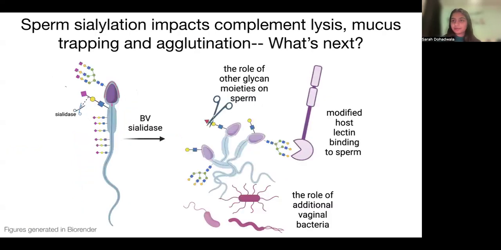And this leads us to a couple of other questions that we're now interested in looking at. So we're interested in looking at other glycan moieties because we think these glycan modifying enzymes are a cool tool to study glycan biology on sperm. So now we're looking at other glycan moieties like fucose. We're also interested in how the sperm glycocalyx might impact cell-cell interaction and might impact binding to host lectins in the reproductive tract. And we want to expand the study now to additional vaginal bacteria, including Prevotella.